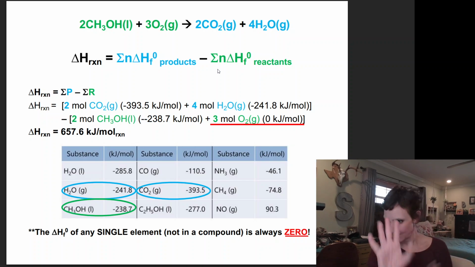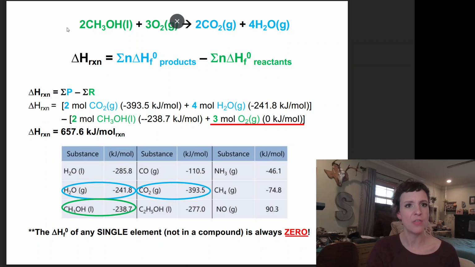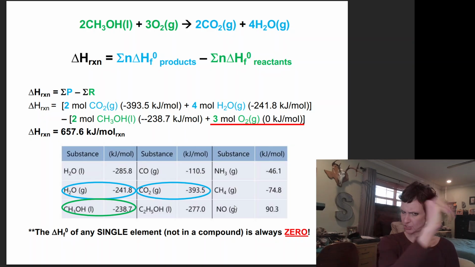You're like, great, reactants. Minus all my reactants. We love this. Great. We know that there are 2 moles of my methanol, and we grab our methanol value there, and we're like, all right, great. We are ready now to add to that the oxygen. Oxygen is next. There is no oxygen. There is no oxygen in this table.